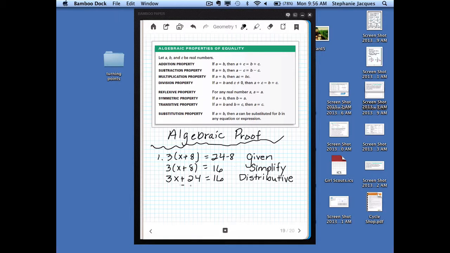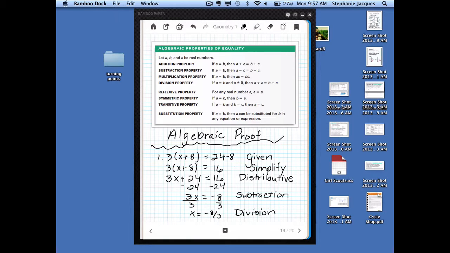Next step I might do is subtract 24 from both sides. So I'm going to have 3x equals negative 8. And the way I got to this point here was using the subtraction property of equality. So if you look, I subtracted 24 from both sides. So that's the subtraction property of equality. And the next thing I'm going to do is divide out my 3. And so my answer is x equals negative 8/3. And my justification for doing that was the division property of equality.